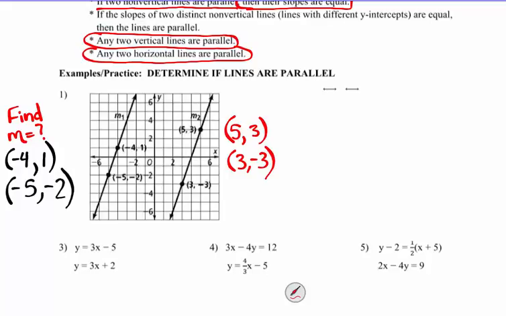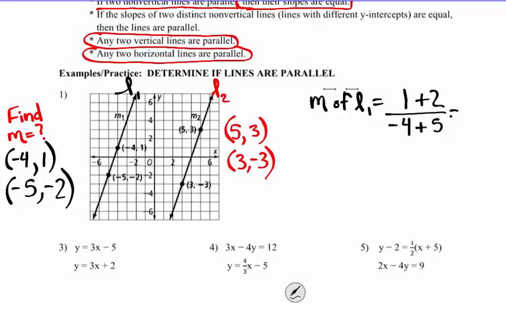and (3, -3). I'm going to remind you how to calculate slope using y2 minus y1 over x2 minus x1. But again, you could just count the slope from one point to the next on these two lines. The slope for line 1, remember, y2 minus y1 is 1 plus 2, because minus a negative is a positive, over -4 plus 5. 1 plus 2 is 3, and -4 plus 5 is 1. So the slope of line 1 is 3.